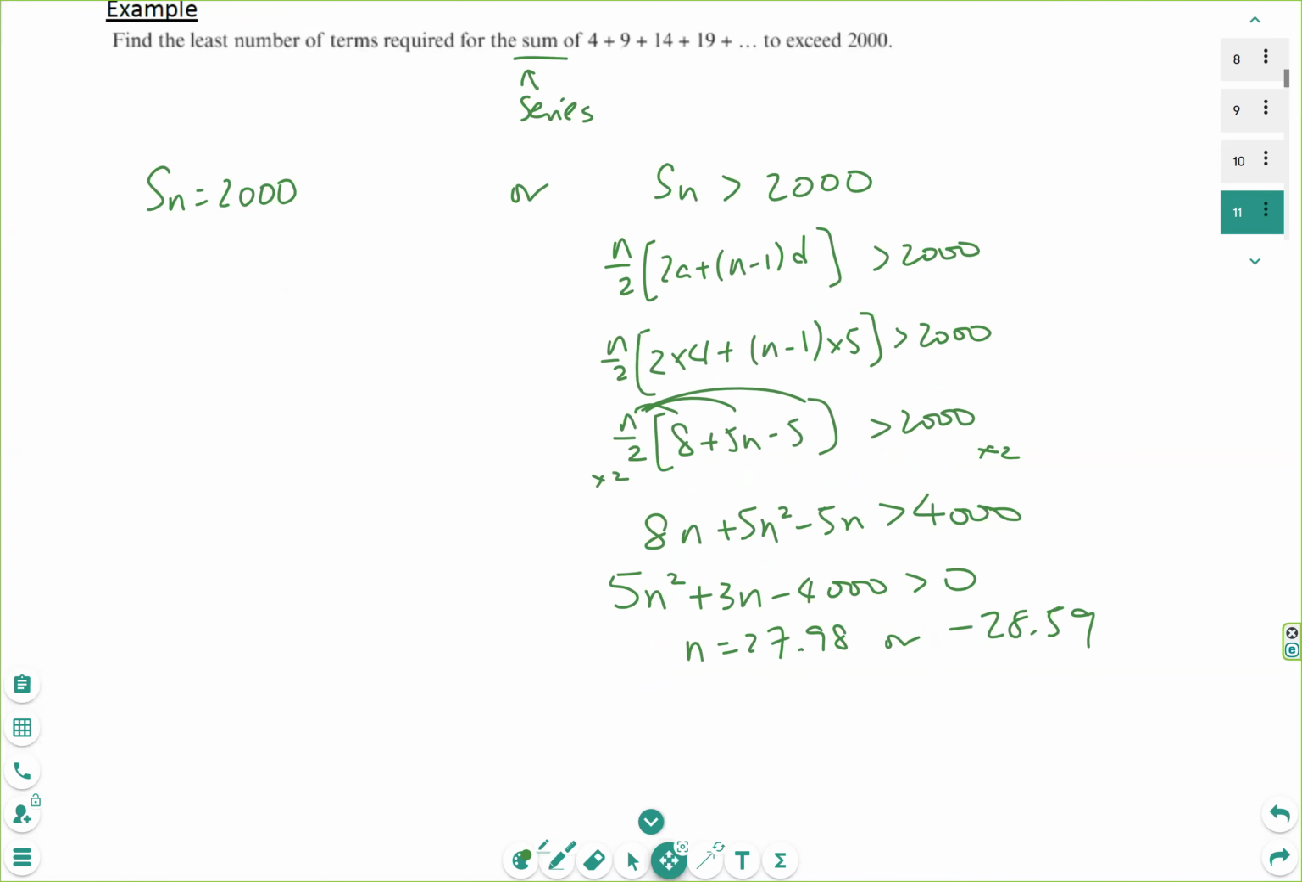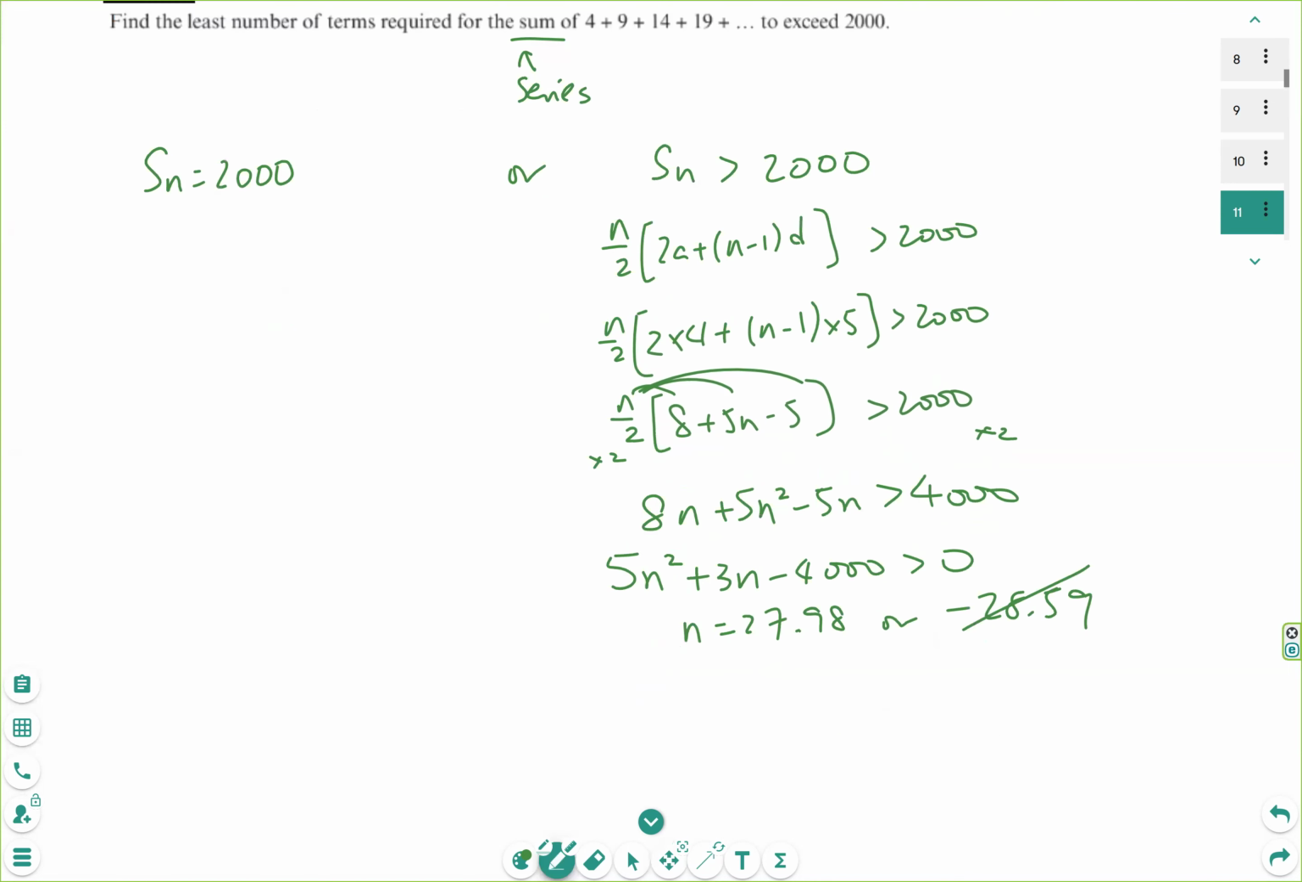We know n cannot be negative, so straight away we can get rid of that. So greater than means n less than negative 28.59 or n greater than 27.98. So clearly n has to be 28 because n has to be greater than 27.98. We can't have a negative term. n represents the position of a term. You can't have a negative position of term because the first term is always the first term.